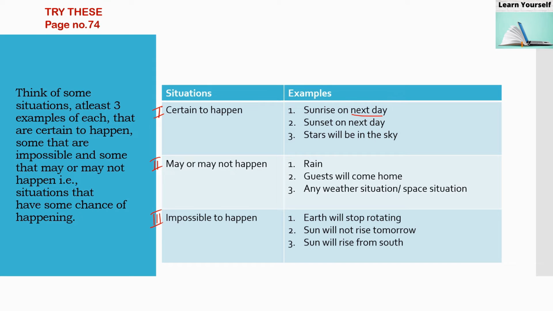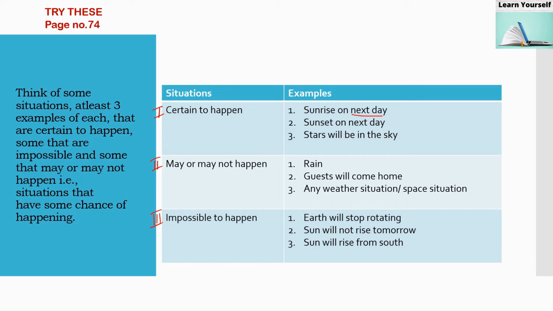Third one: any weather situation or space situation, like tonight there is going to be a meteor shower, or today it will be cloudy, or tomorrow it is going to rain. Any weather situation will come under may or may not happen. Third, situations that are impossible to happen, which are not going to happen.